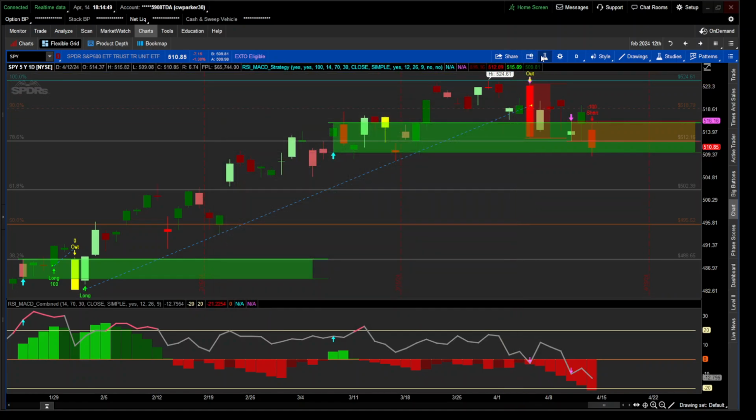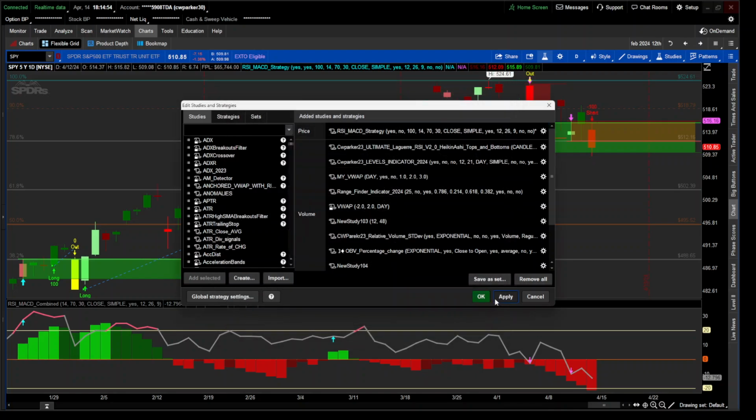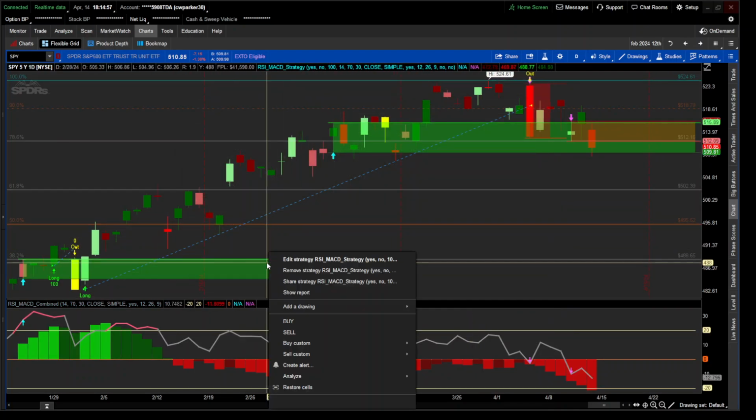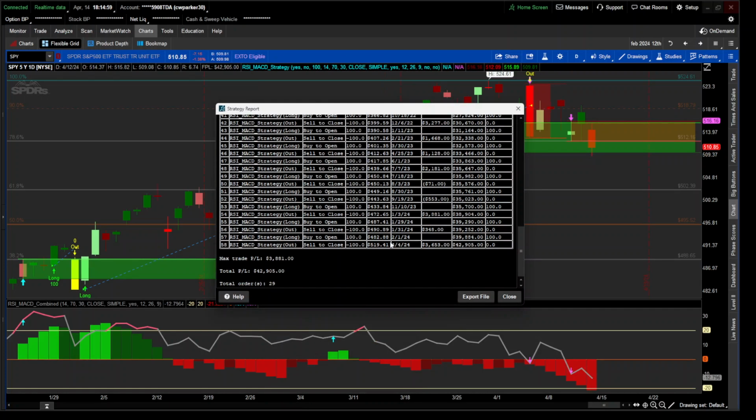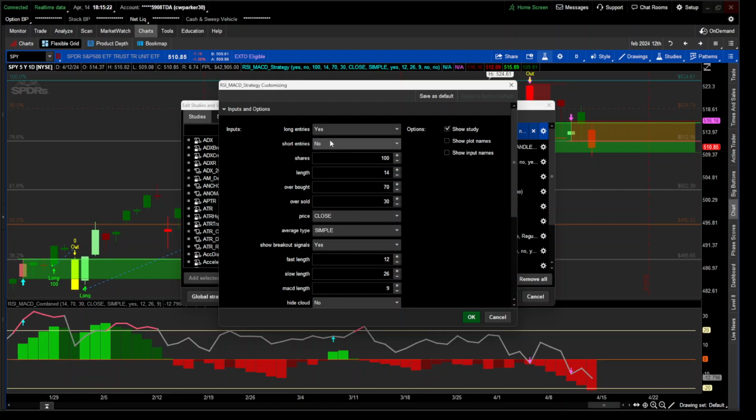So let's look at it on the long only side. We'll say no to short entries, and let's look at things from the long only side. Let's scroll down. If you're only taking this strategy long, you'll make $42,905 on 29 trades. Your max profit and loss would have been $3,000.